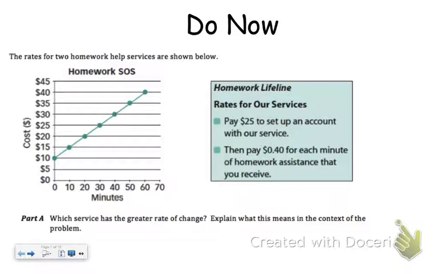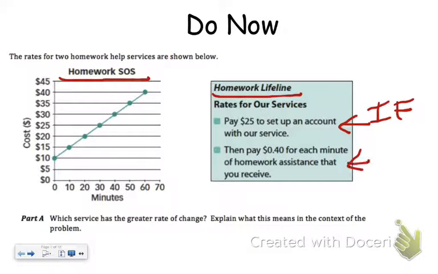The rates for two homework help services are shown below. Homework SOS is given to us in graph form, and Homework Lifeline is given to us in word form, in which the amount that it costs to sign up with the company, or the initial fee, is $25. Then we pay 40 cents for each minute of homework assistance.